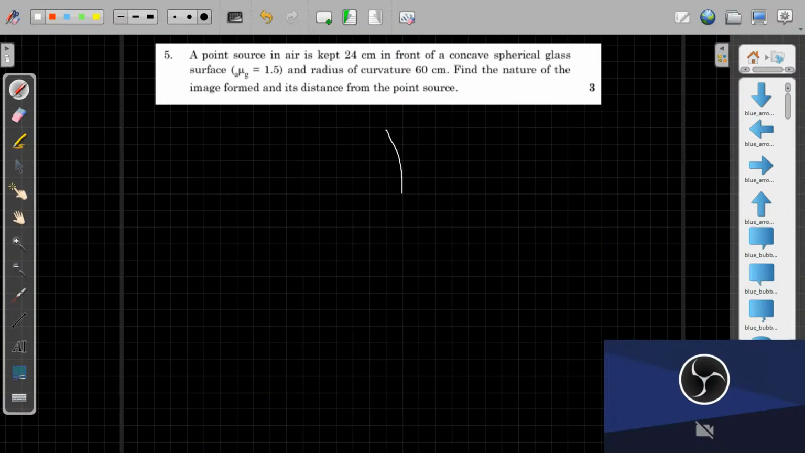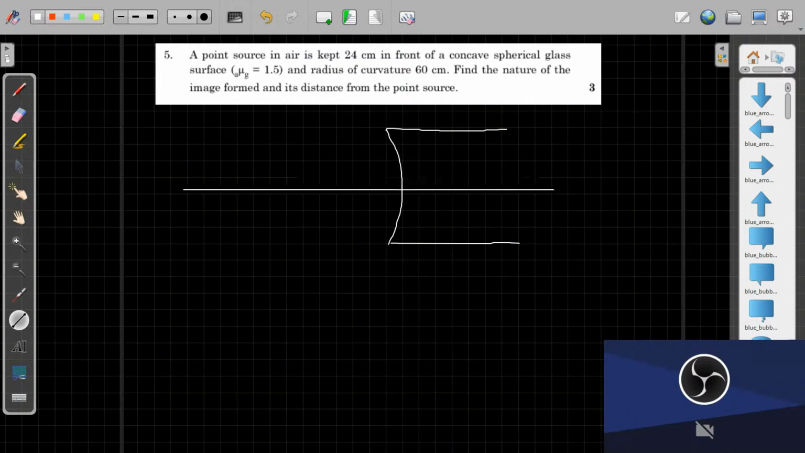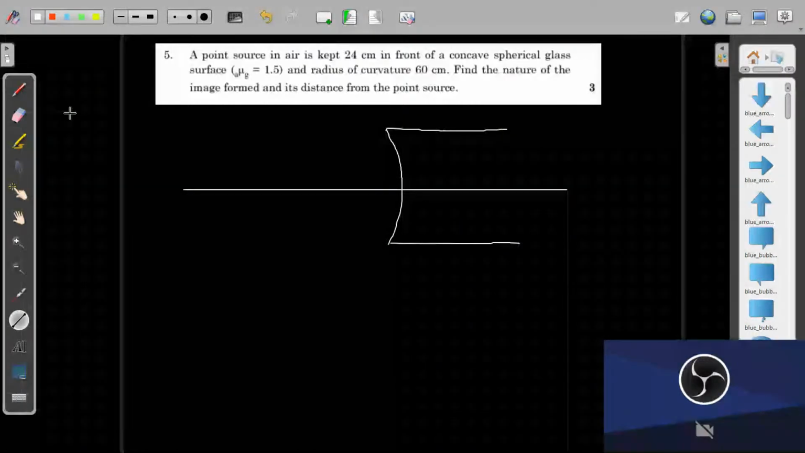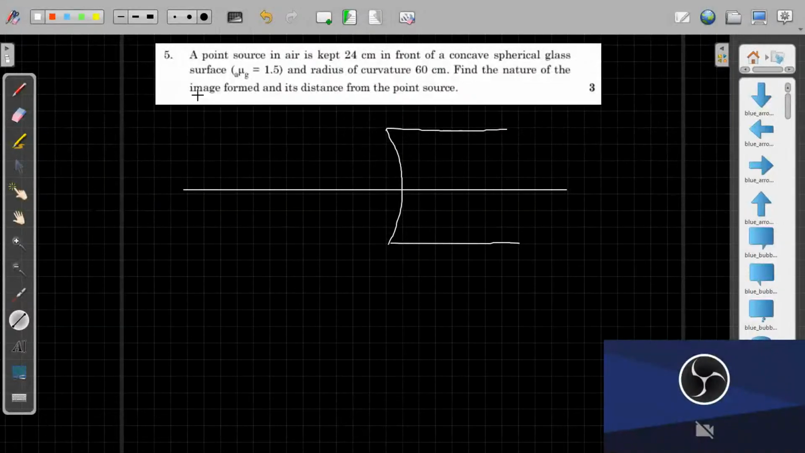So this is the concave surface. This is the principal axis of the concave surface. A point source is kept 24 centimeter away, so here is our point source. Let's say it is placed 24 centimeter in front of a concave spherical surface. So from here to here, this is 24, and radius of curvature is 60.